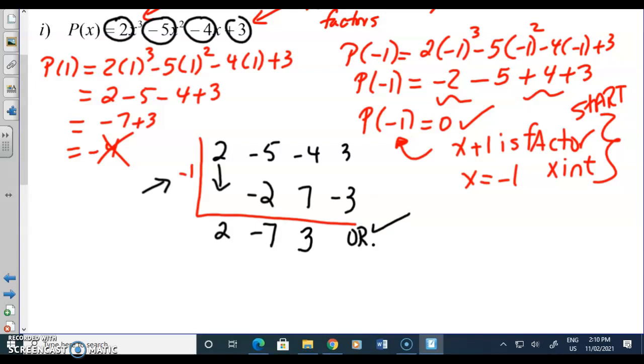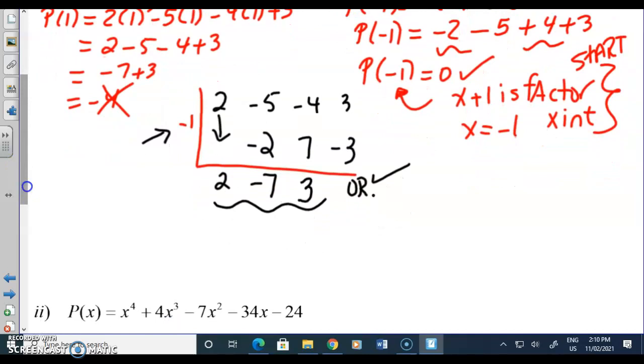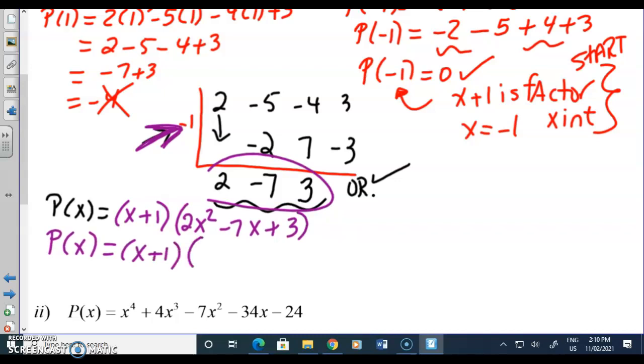So there's my 0. And the coefficients here give me my quadratic. So my polynomial is going to be this factor here, which we already know is negative 1, so it's going to be x plus 1. These are my coefficients. So I know I'm going to get 2x squared minus 7x plus 3. Remind yourselves of how to factor that. You can use decomposition. You can use product sum, whatever works for you. So 2x minus 1 and x minus 3 are my factors.